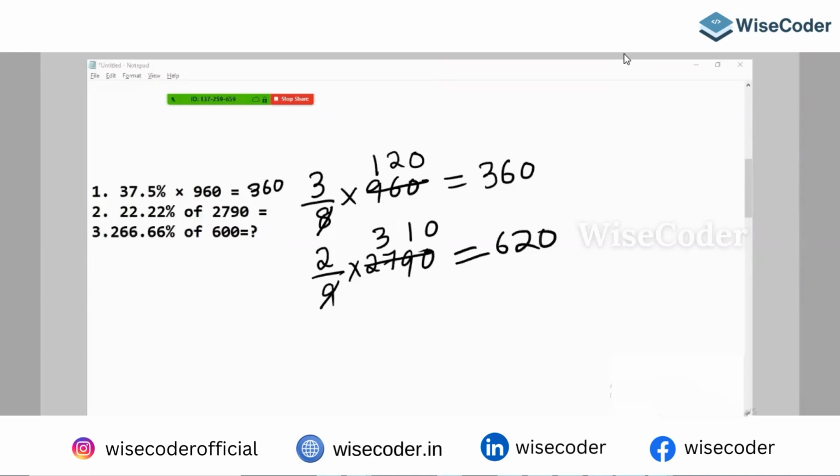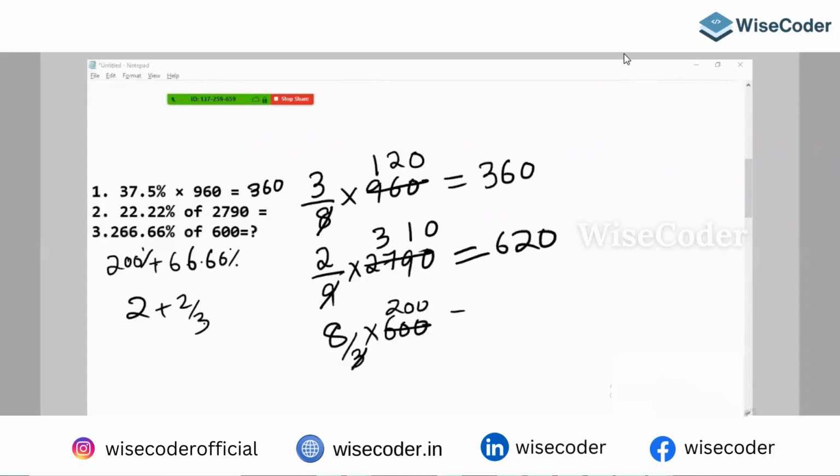266.66% of 200. Just now we saw you can write this as 200 plus 66.66%. That is nothing but 2 plus 2 by 3. That is nothing but 3 twos are 6, 6 plus 2, 8 by 3. So 8 by 3 of 600. 3 ones are 3, 200s are. So 8 twos are what? 1600. So the answer for this question is 1600. For the second question, 620.